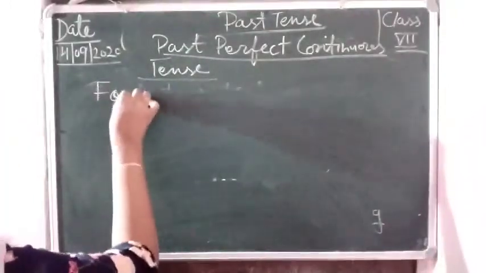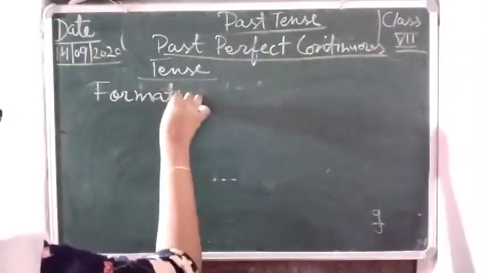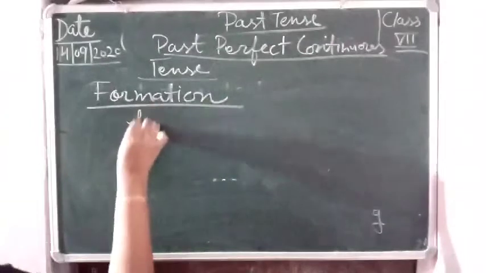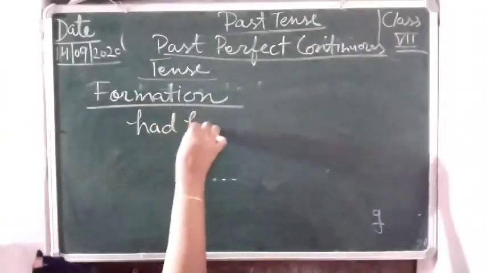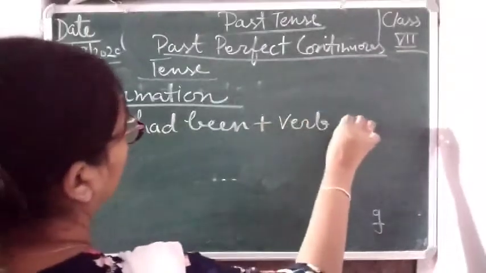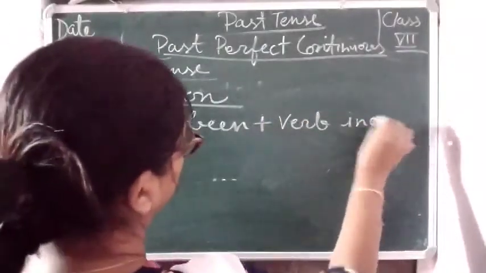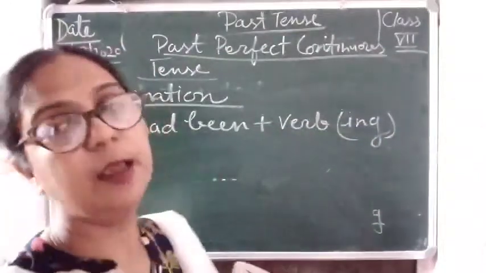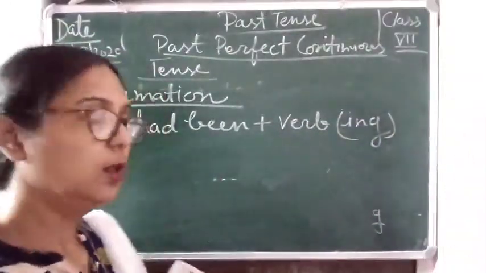Formation of past perfect continuous tense is: had been plus verb ing. Because this is continuous, that is why verb with ing.